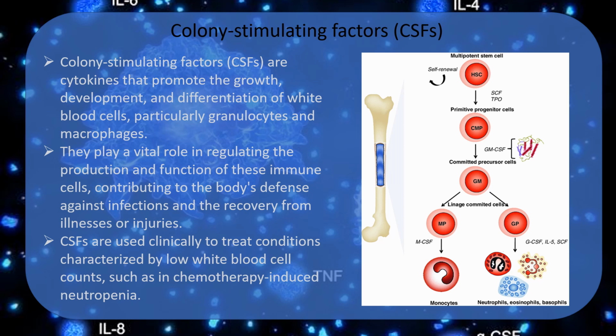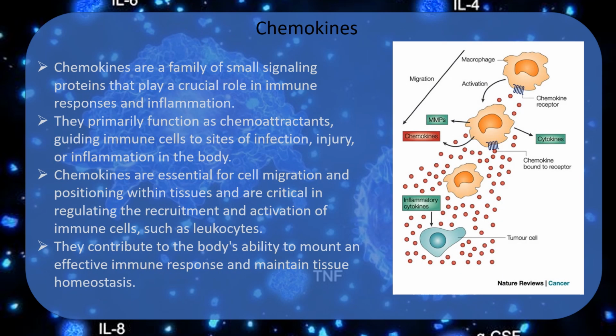They are used clinically to treat conditions characterized by low white blood cell counts, such as chemotherapy-induced neutropenia. Next is chemokines. Chemokines are a family of small signaling proteins that play a critical role in immune response and inflammation. They primarily function as chemoattractants, guiding immune cells to the site of infection, injury, or inflammation in the body.